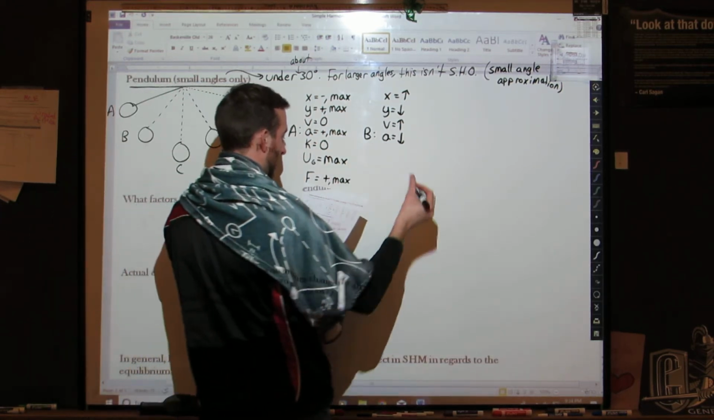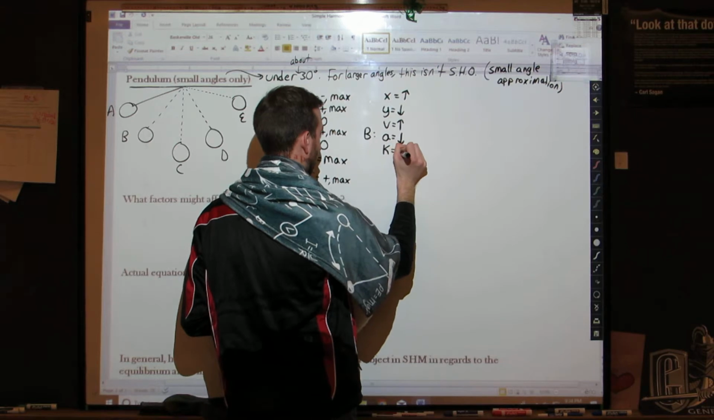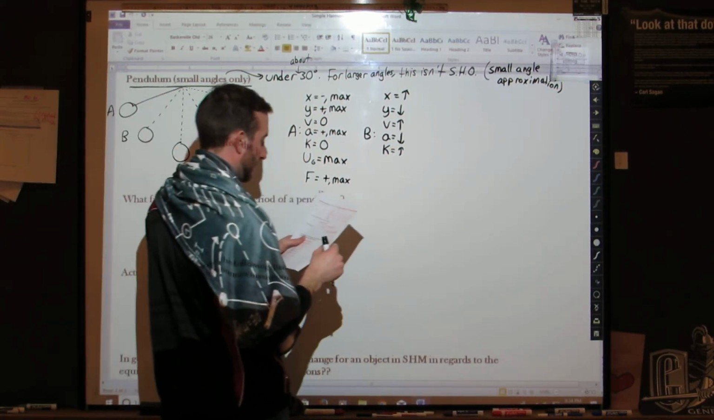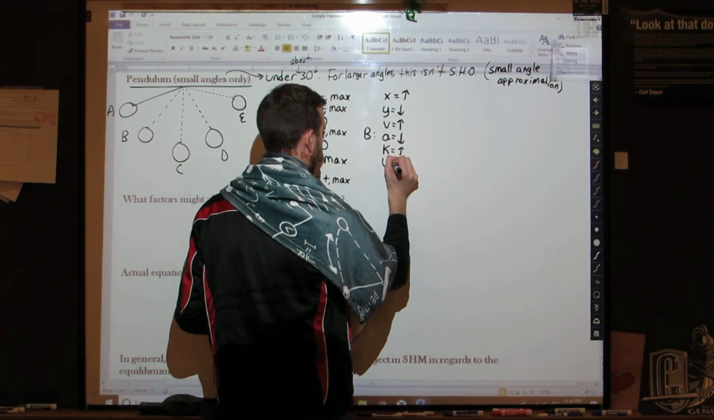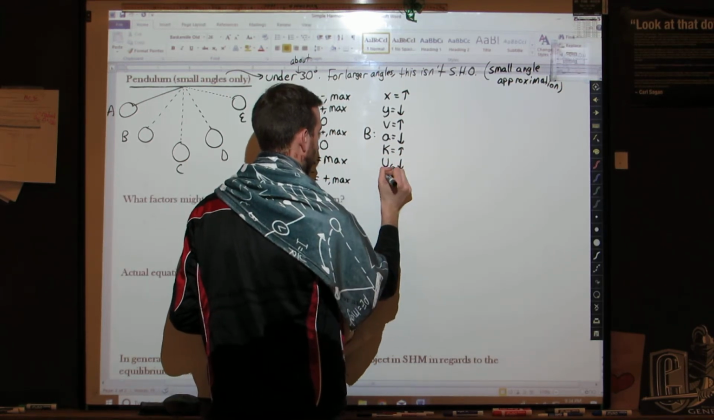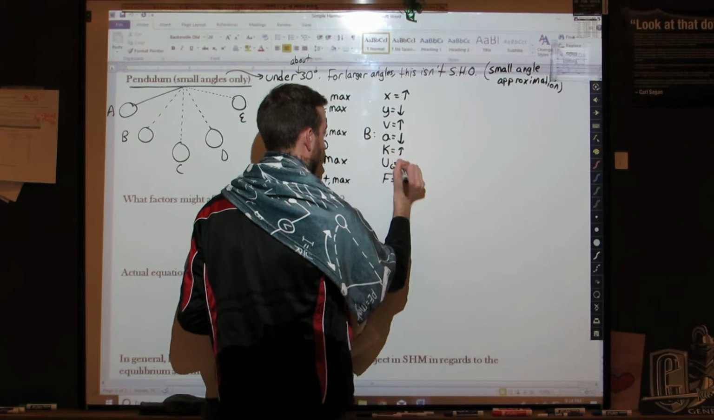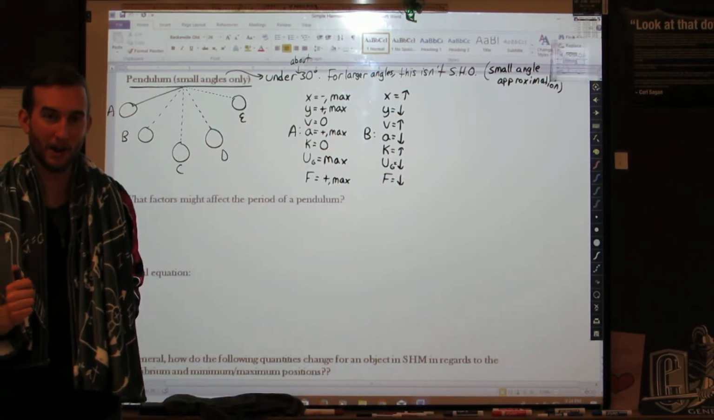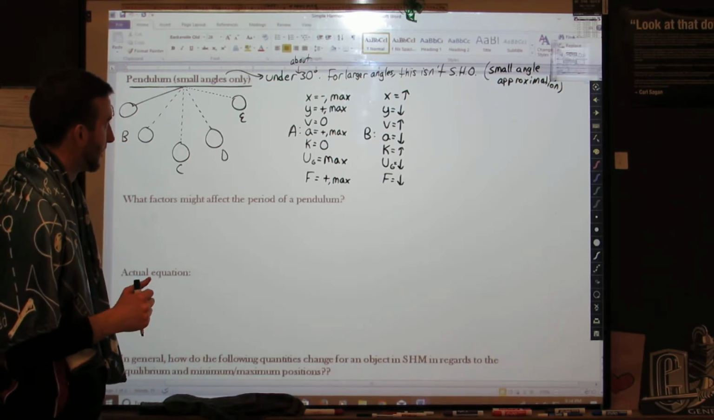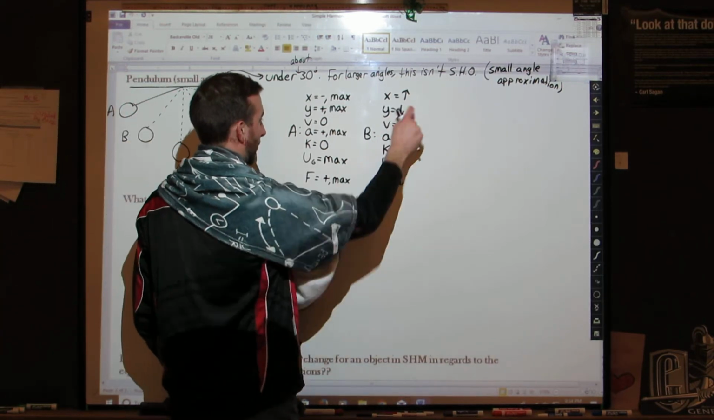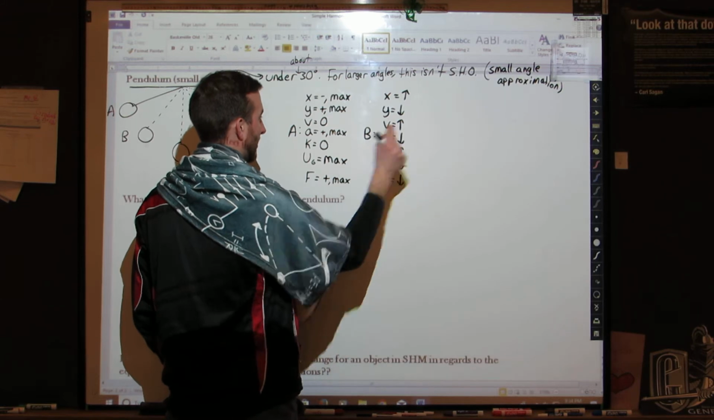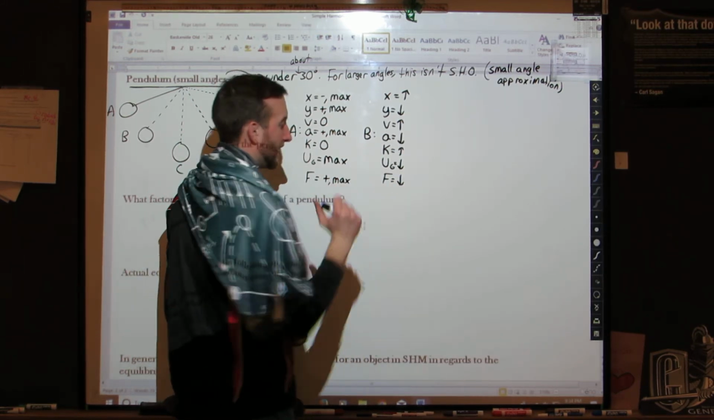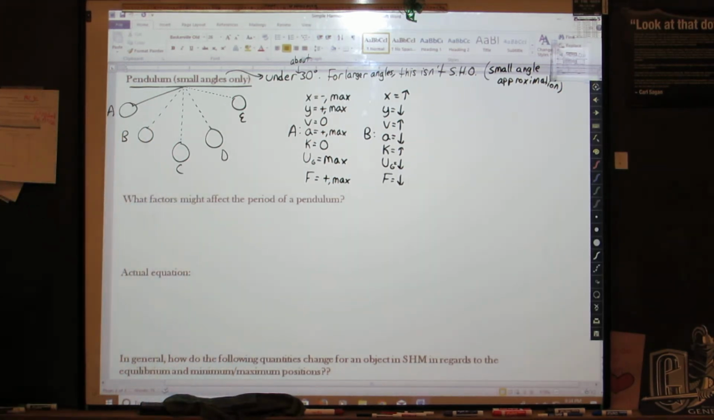The kinetic energy is increasing, since the object is speeding up, it's gaining velocity. The gravitational potential energy is decreasing, and as we just said, the restoring force is going down as well. So x is increasing, y is decreasing, v is increasing, a is decreasing, kinetic energy is increasing, gravitational potential energy is decreasing, and the restoring force is decreasing.